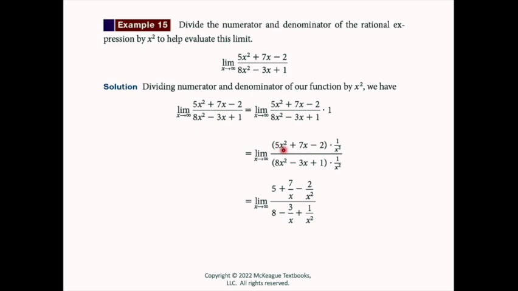I'm going to take 5x squared divided by x squared. That's going to leave me with the 5 right here. I'm going to take 7x, divide it by x squared, and that's going to leave me with 7 over x. Then I'm going to take negative 2 over x squared, and that's going to leave me with minus 2 over x squared. Then I do the same thing in the bottom. I just divide all of these terms by x squared, and this is what we're going to get.